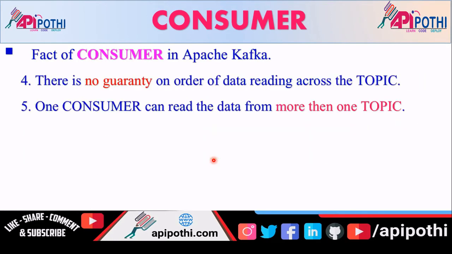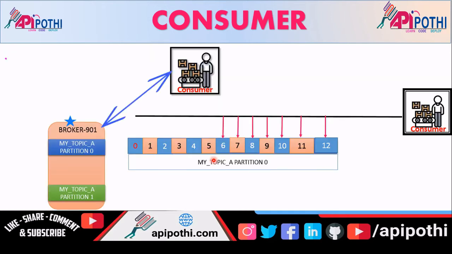Now coming to the fourth fact. There is no guarantee on the order of the data reading across the topic. See, if you are reading from one topic, then obviously the guarantee is there. What do you mean by guarantee? Meaning that offset value 1 can be accessed after completing the data fetching from offset 0. That we can guarantee. In the same way, we can fetch the data from offset 1, then only we can fetch the data from offset 2. That much we can guarantee for one topic.